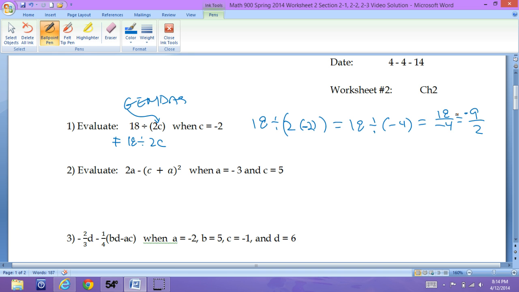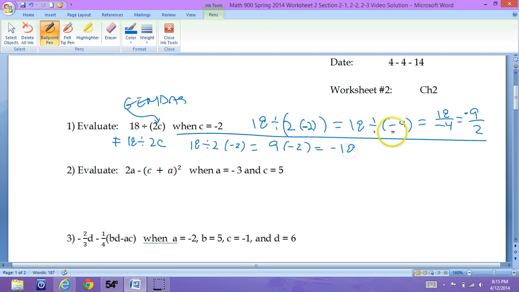And I discussed in a video lecture how it doesn't matter where the negative sign goes so long as there's the 1. Now some of you might be trying to do this in decimal format. Just leave it as fractions. It's fine. If we did it this way, it'd be 18 divided by 2 times negative 2, which would be 18 divided by 2 is 9, times negative 2. All of a sudden, that becomes negative 18, and that's very different than negative 9 halves. So you want to make sure that you're following GEMDAS and doing the parentheses first.